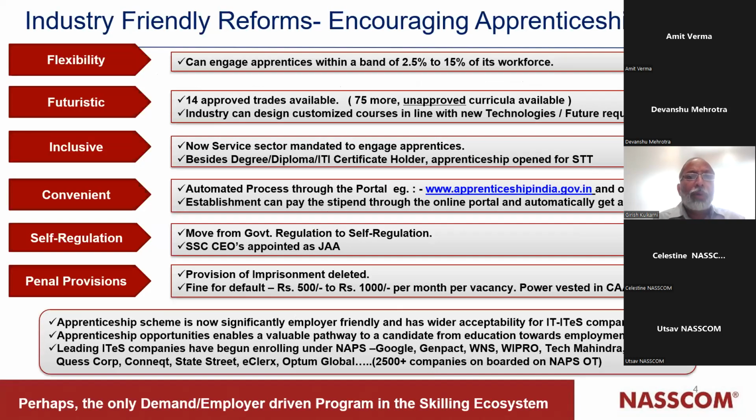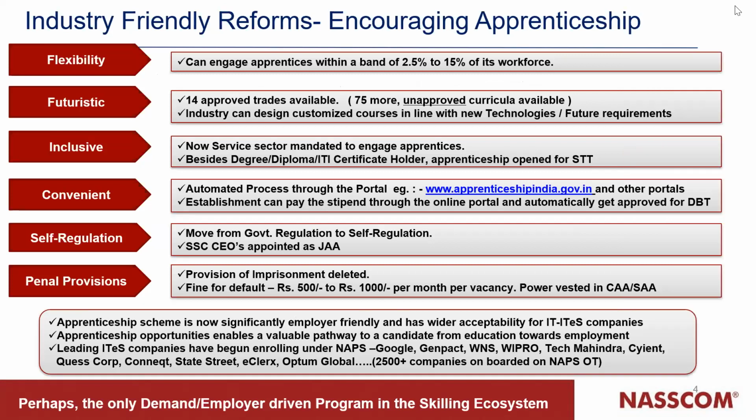Moving forward, since 2014 a host of changes have been made in the apprenticeship law, the guidelines, and the ecosystem, to make it very user-friendly and industry-friendly. Those who have been practicing apprenticeship since the beginning would know how difficult it was in those days to run to different departments, filing papers and returns. All that has been taken away, and a lot of flexibility has been added. Earlier, the authorities used to visit the organization and say you have to engage a certain number of apprentices. It was their discretion.